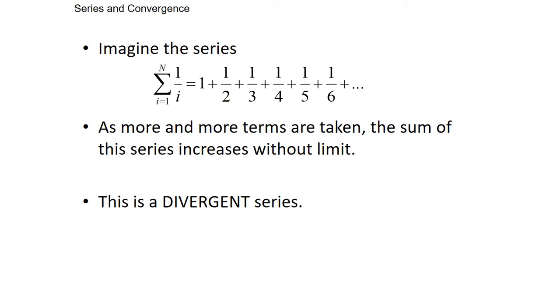It turns out that even though the terms are getting smaller, if we take an infinite number of terms, the sum of the series increases without limit. If we take millions upon millions of terms, we can get the sum of this series up to 100, 1,000, and so on. By taking enough terms, and yes, sometimes it will need to be a large number of terms, the sum of the series can increase to any value that you put in. This is a divergent series.